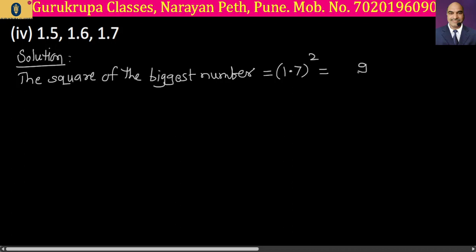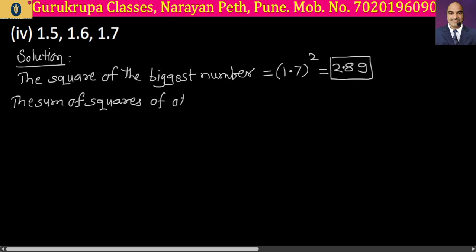7 sevens are 49 and 18, 289. Is it correct? We have one decimal place, so in the square we should take two decimal places. So 2.89. And now the sum of the squares of the other two sides.